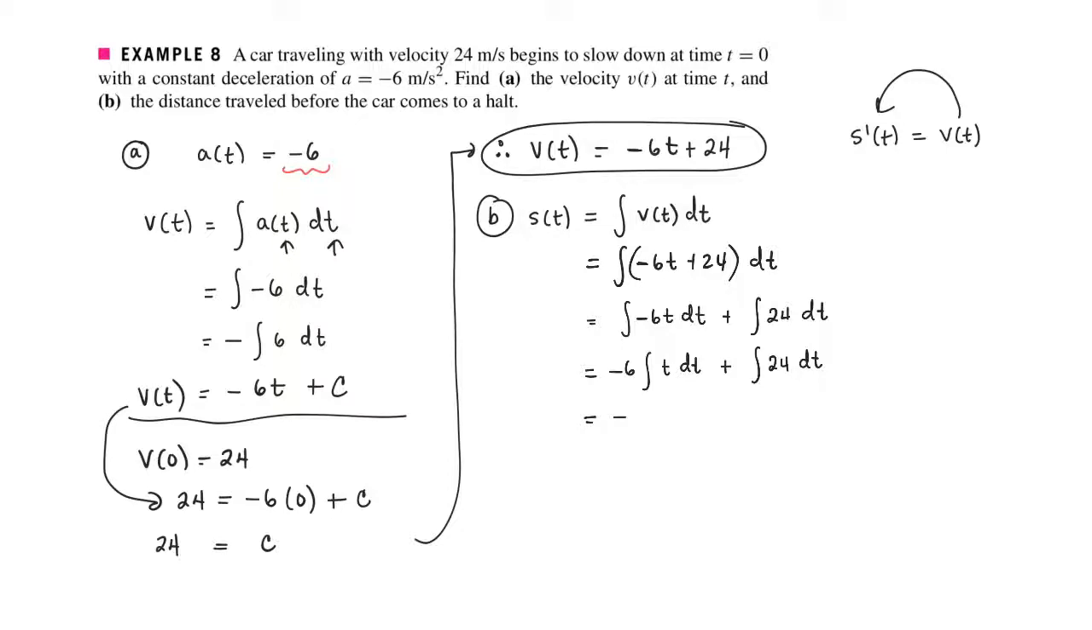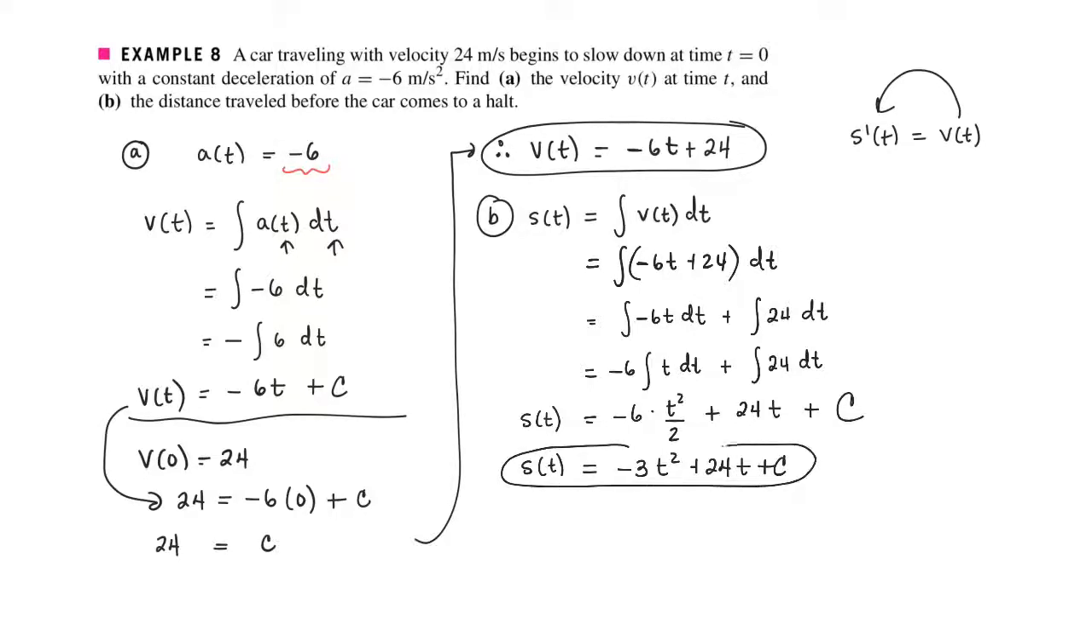So, using the power rule, I know that the antiderivative of t is going to be t squared over 2, plus the antiderivative of 24 will be 24t, and then plus the big constant. So that is going to give us s of t. Simplifying a little bit, we're going to get negative 3t squared plus 24t plus c. And now we've got the position function.